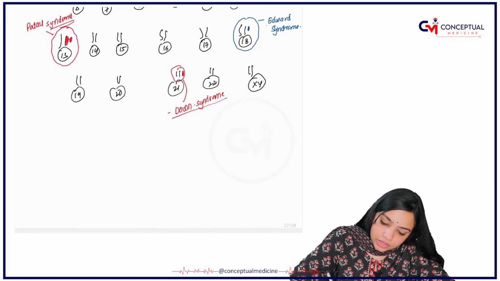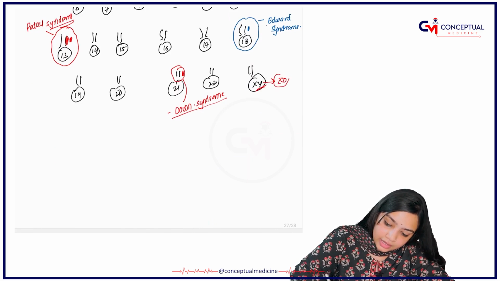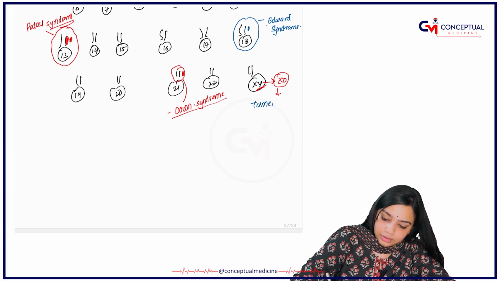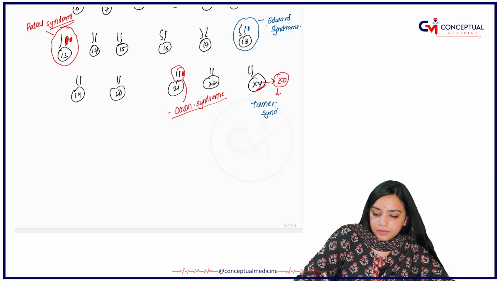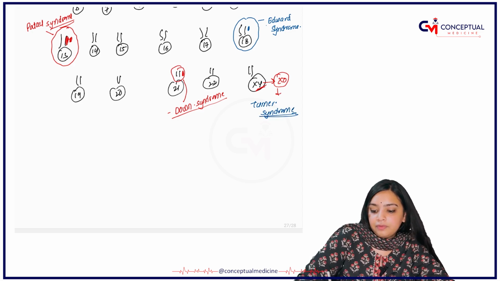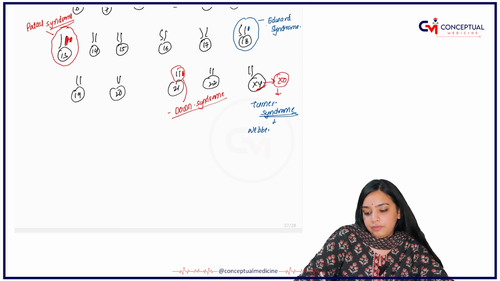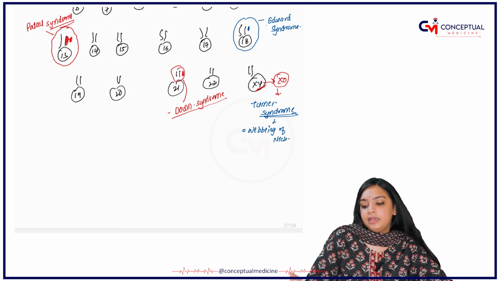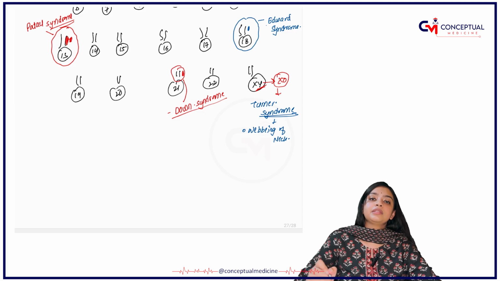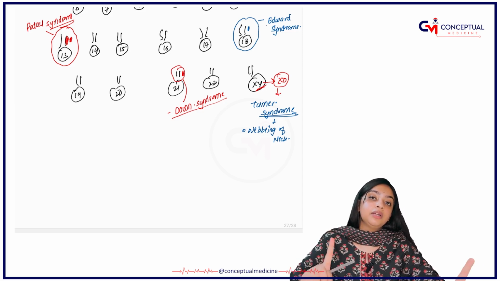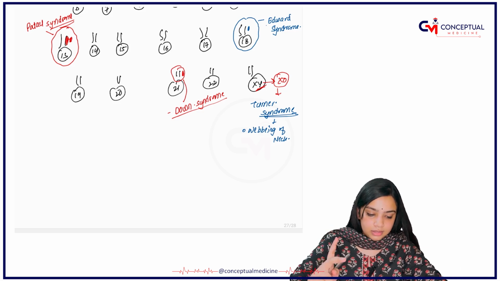If there is a deletion of Y chromosome over here, if I write XO, then this becomes the case of your Turner syndrome. And guys, in Turner syndrome, I have given you the classic clinical features. What are they? They are the webbing of neck that will be present, and mainly the presenting one will be a female, and the counterpart of male is the Noonan syndrome.